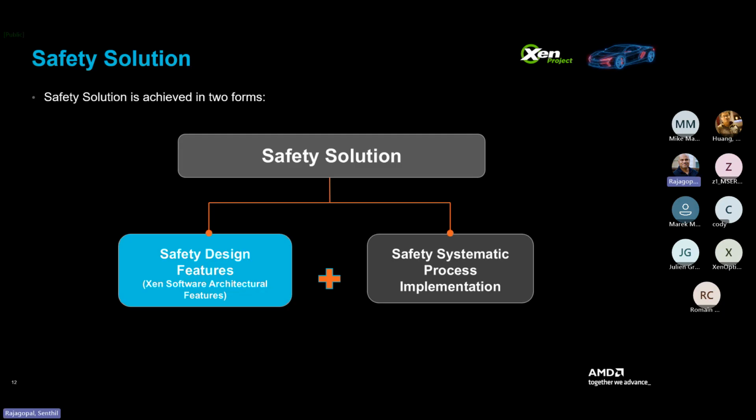So the safety solution always comes in two forms. One is the design features, which covers the architectural elements, the features which are already available in the hypervisor, and the other is systematic process implementation. The design features, the architectural features that ensure a certain level of safety, are leveraged as they are. Then we employ a systematic process to ensure that those features work as intended.